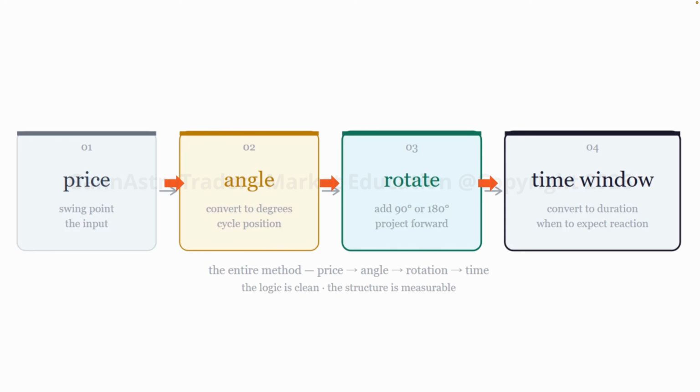So in simple terms, you're taking price, converting it into an angle, rotating that angle forward, and then converting it into time. That is the entire method. It sounds complex, but the logic is actually very clean. Let's see how it works.